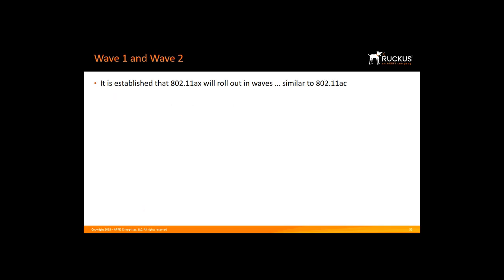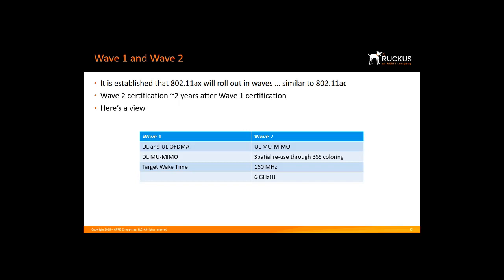802.11ax will roll out in waves similar to 802.11ac. Wave 2 certification will occur 1 to 2 years after Wave 1 certification. Here is a short table showing Wave 1 and Wave 2 expected features. Wave 1 will include downlink and uplink OFDMA, downlink multi-user MIMO, target wake time. Wave 2 will include uplink multi-user MIMO, spatial reuse using BSS coloring, 160 MHz, and 6 GHz. The FCC is still working on finalizing the release of the 6 GHz unlicensed spectrum. It will open up 1.2 GHz of unlicensed space in the 5.925 to 7.125 GHz range.